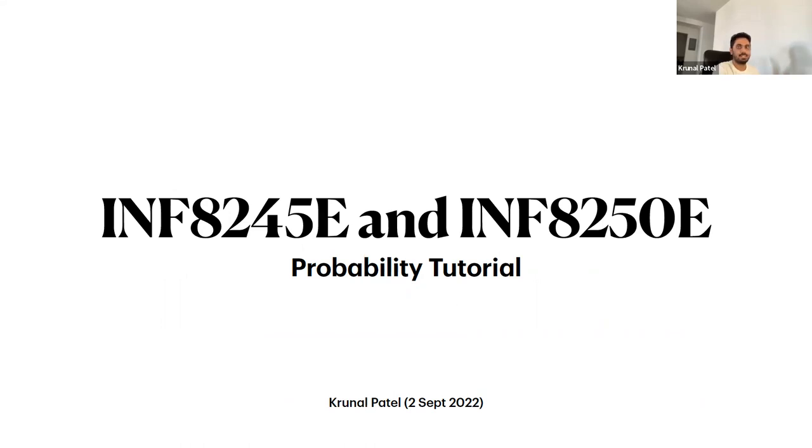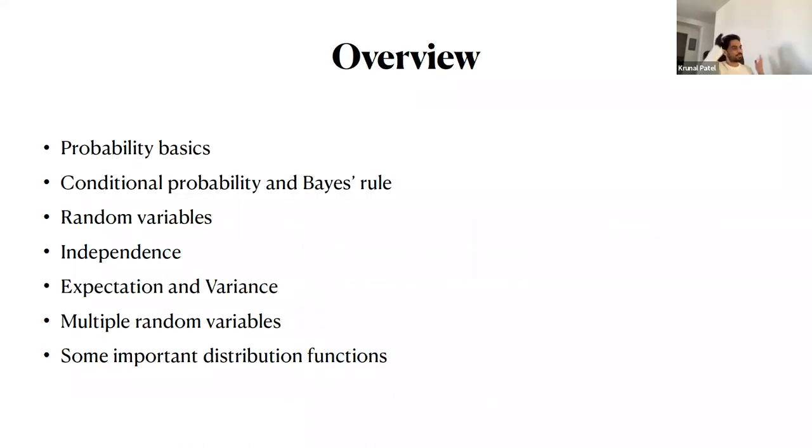So let's get started. In this tutorial, we are going to cover pretty much everything that is needed for the machine learning and the reinforcement learning course. If you go through it properly, then you should not have any trouble after the tutorial in any of those courses, right? So we'll cover all the basics, Bayes' rule, conditional probability, random variables, independence, expectations, variance, and multiple random variables. And if we have some more time left, then we will also cover some of the important distribution functions, which are good to know, but if you don't know them, then you can always look them up online, right?